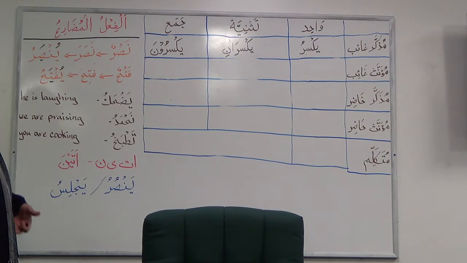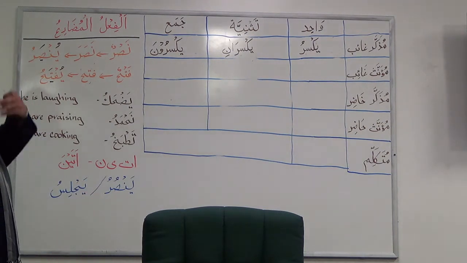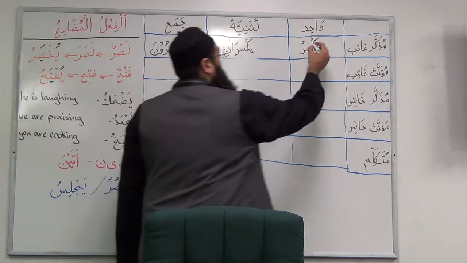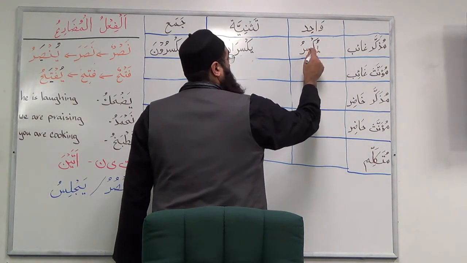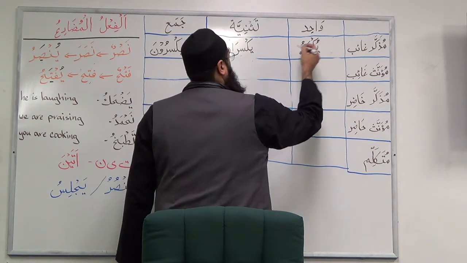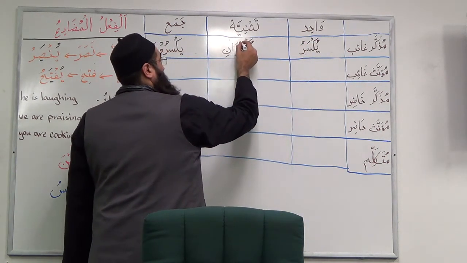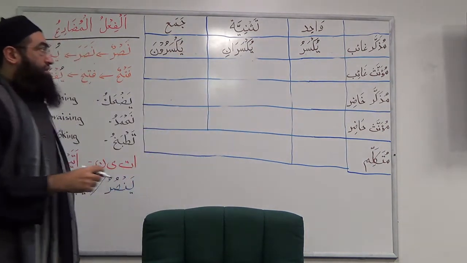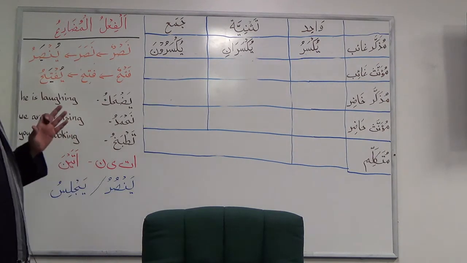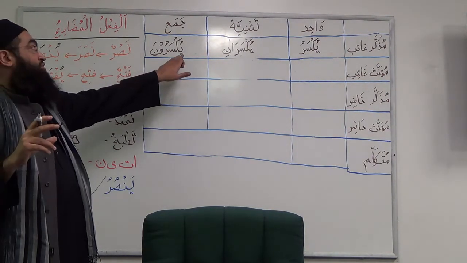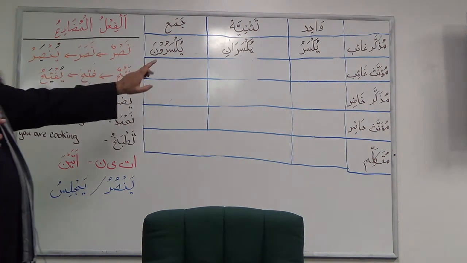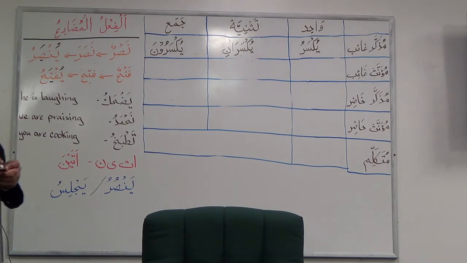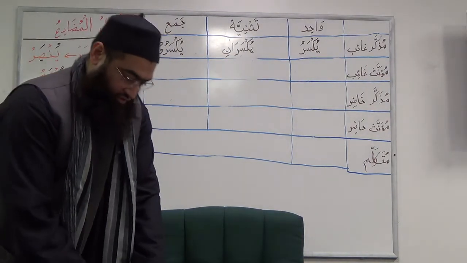Let's see, I was broken. Uksaru, so you put a dhamma on the alamatul mudari'. So this is going to become yuk. And it was yuksiru, so this becomes a fatha, and this becomes a fatha. Yuksarani and yuksaru. So there's two things you're changing. You're putting a dhamma on the alamatul mudari', the sign of mudari', and you're putting a fatha on the ain kalima. Okay?